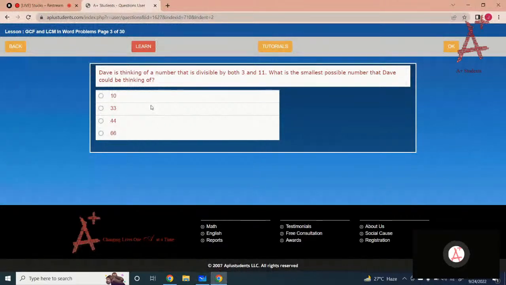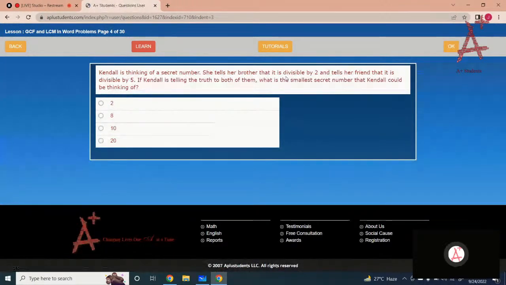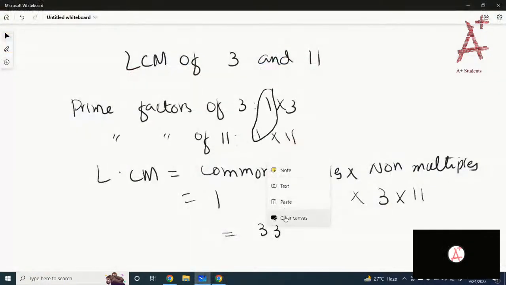Got it? So select the correct option and then click on the OK button. Got it? So you can complete the test by yourself later today. I'm moving on to the next lesson. Just click on the back button so that we can go to the next lesson. Okay, the next lesson is classifying numbers.